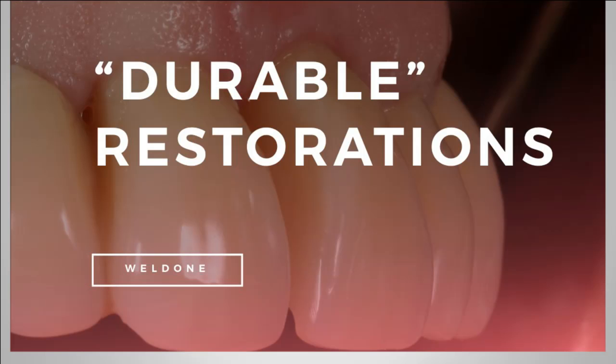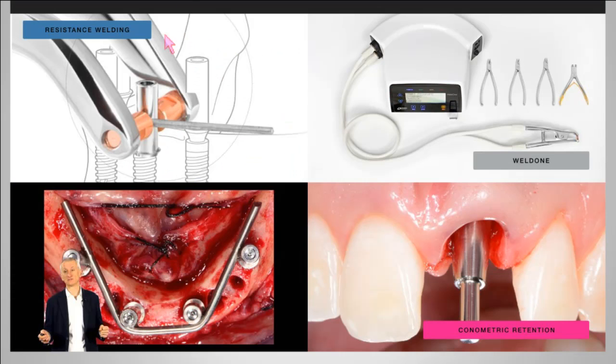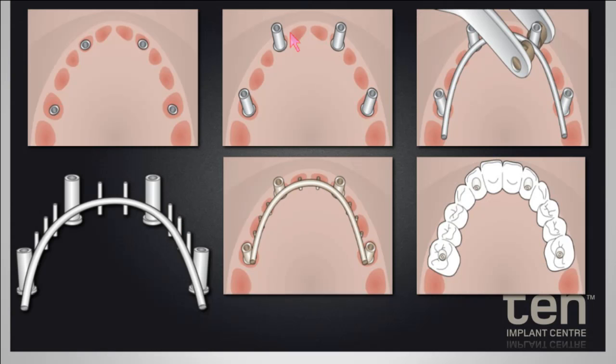In terms of budget, one of the options that would prove quite useful to your patients are these durable restorations. These are long-term provisional restorations that are possible using this system. This is the Weld1 system by Dentsply. This is Marco De Gidi, and it's using resistance welding. And with this welding unit, what you're able to do is produce rigid frameworks.